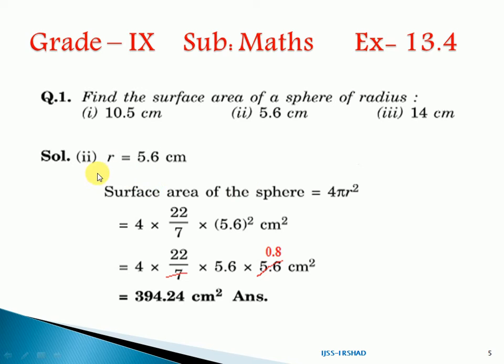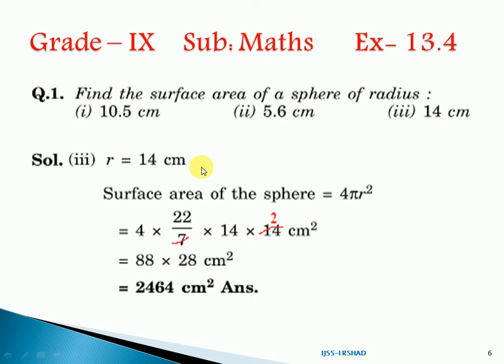For 2, r is given 5.6. So again the same thing, surface area of a sphere is 4 pi r square, just put the value. Write 22 by 7 times, then cut this by 7 and just multiply all 4 numbers, 4, 22, 5.6 and 0.8, you will get this answer, 394.24 centimeter square. Here nothing to explain. All these 3 sums are the same kind.